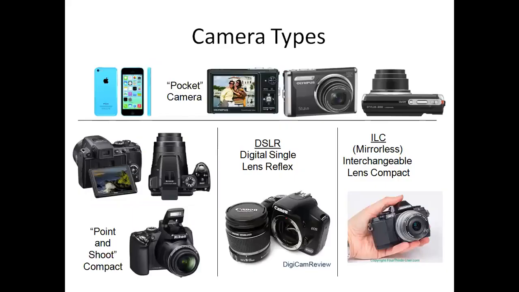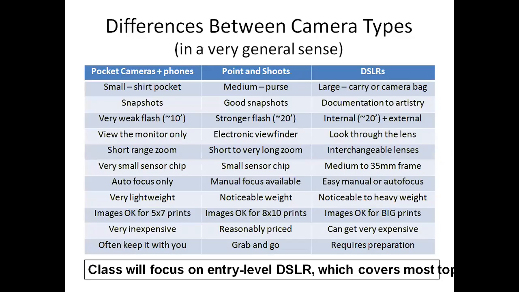These are all the different types of cameras available: pocket camera, point and shoot compact, digital single lens reflex, mirrorless interchangeable lens compact, and digital camera reviews. So, the difference between the camera types: pocket cameras and phones are a small, short pocket carry, whereas point and shoots are a medium carry, whereas DSLRs are a large carry or camera bag.